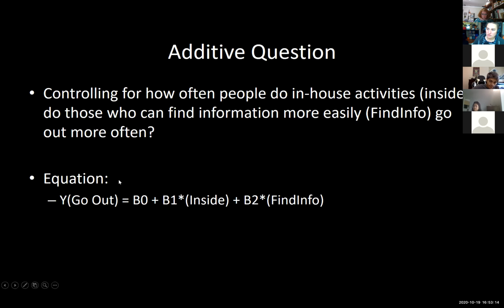So the equation representing this idea is: the y for going out is equal to the y-intercept plus b1 times inside, the value for inside we want to estimate, plus b2 times the value for find info. Again, this is a multiple regression, just a review for you.